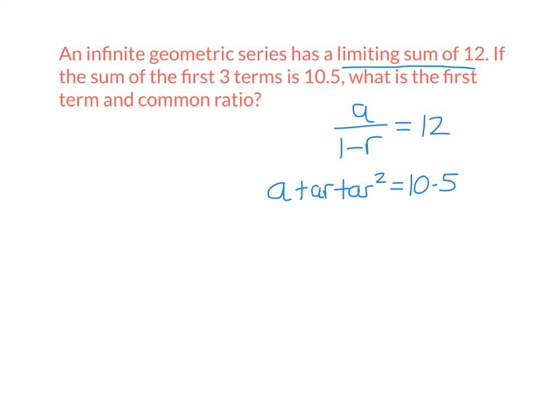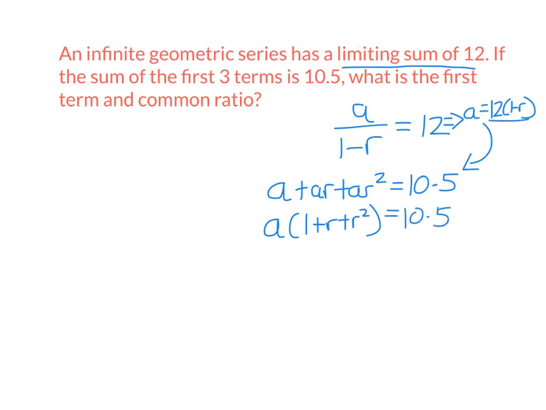So what we can do is rearrange this first equation as I've been doing throughout this entire video. Let's make it easy to work with. Timesing each side by 1 minus r. So what we can do here is substitute that into this equation here. See, this is a times 1 plus r plus r squared. So what I can do in this equation I'm just writing now is replace a with 12 times 1 minus r.